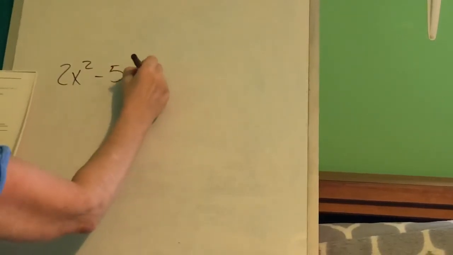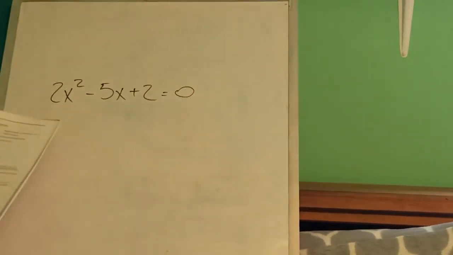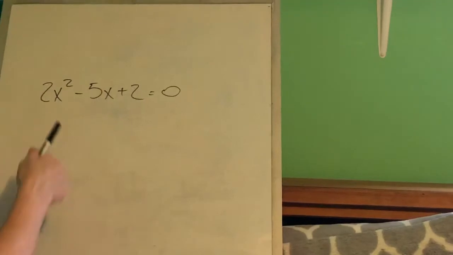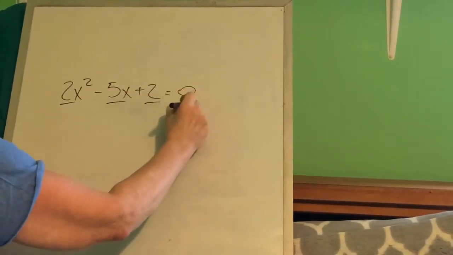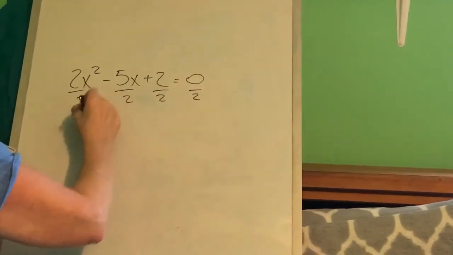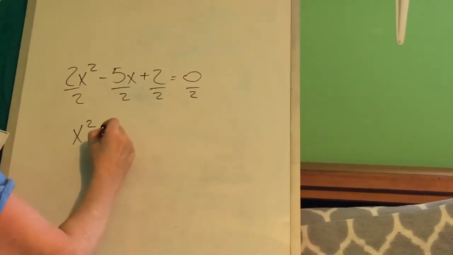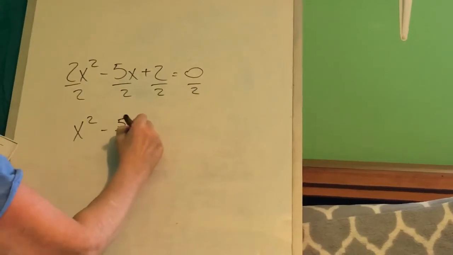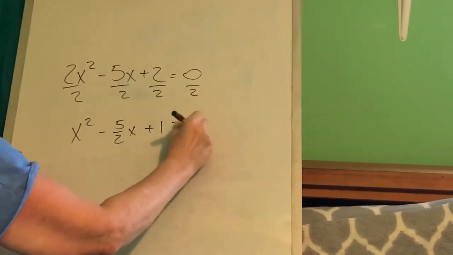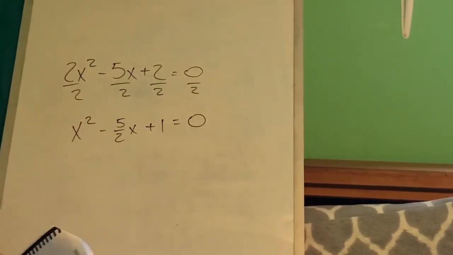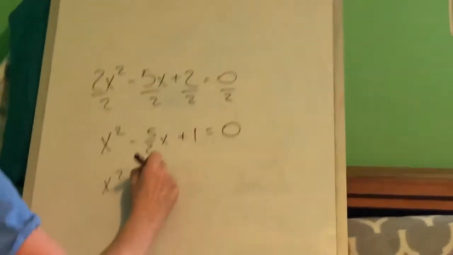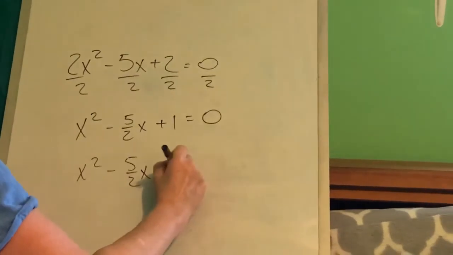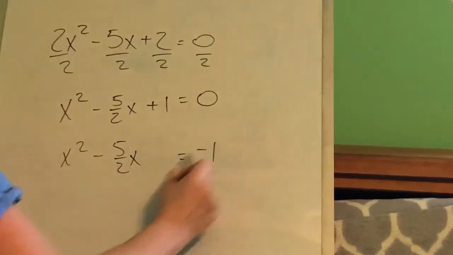So I have 2x squared minus 5x plus 2 equals 0. Before I can begin, I'm going to have to divide through by 2, getting me x squared minus 5 halves x plus 1 is equal to 0. And then we can proceed like before, isolating our x's, bringing our constant over here.